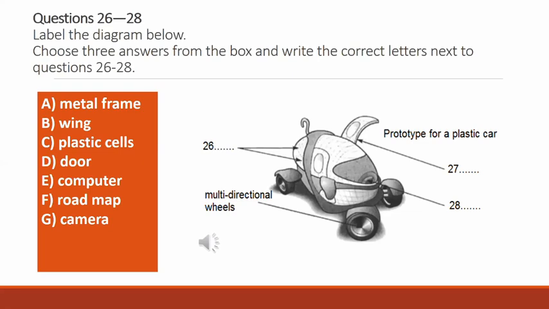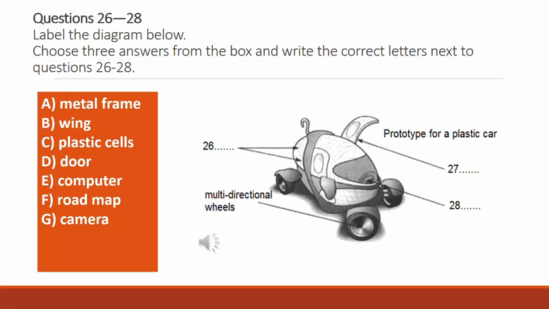I mean, obviously, it looks strange. What do you think that diagram is of? We've got a title, Prototype for a Plastic Car. It's a car. We're looking at a car here, and it's a plastic car. It's a prototype. If we don't understand that word, that's fine. And we've already got one answer given to us, and that's multi-directional wheels.